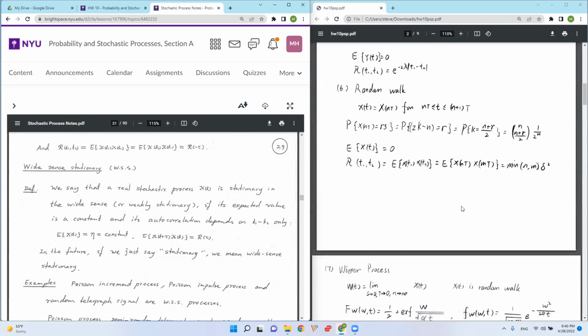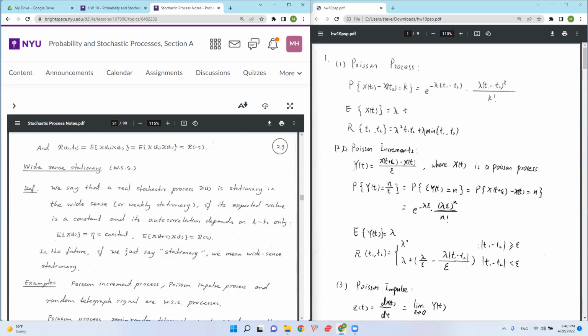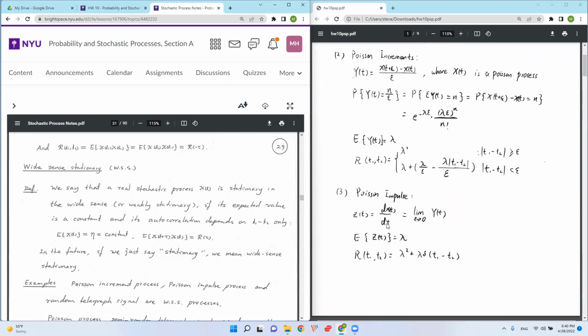An example, from the previous question, would be the Poisson impulse, which satisfies this wide sense stationarity because its expected value is a constant, and this autocorrelation value only depends on t1 minus t2 because this would always be a constant value.